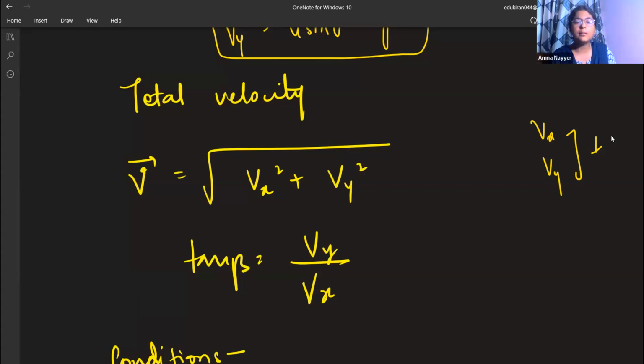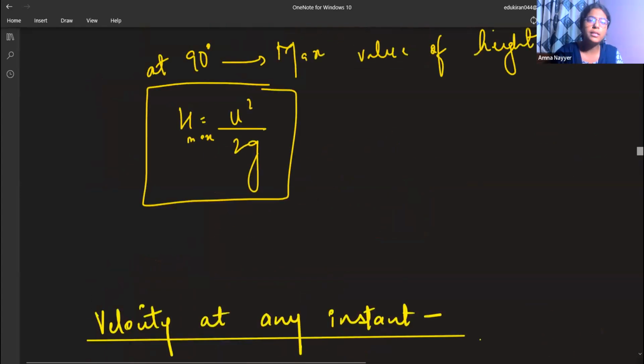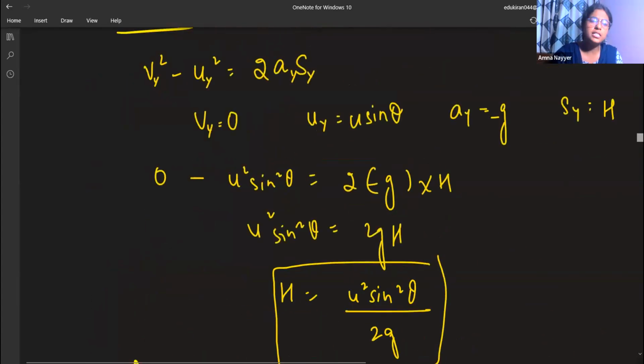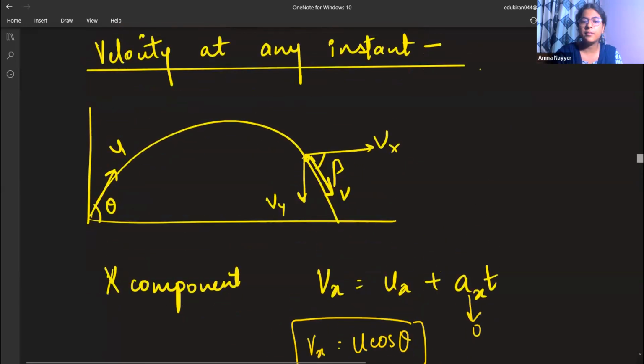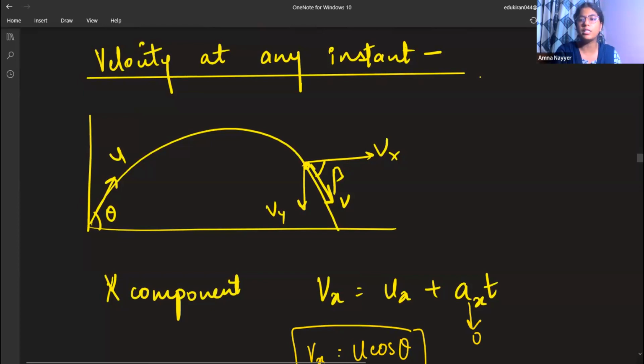Now we will practice some questions from this, and then a very small topic, horizontal projection, which is very easy after you have studied this. So note it from here, then I'll make you practice some questions.